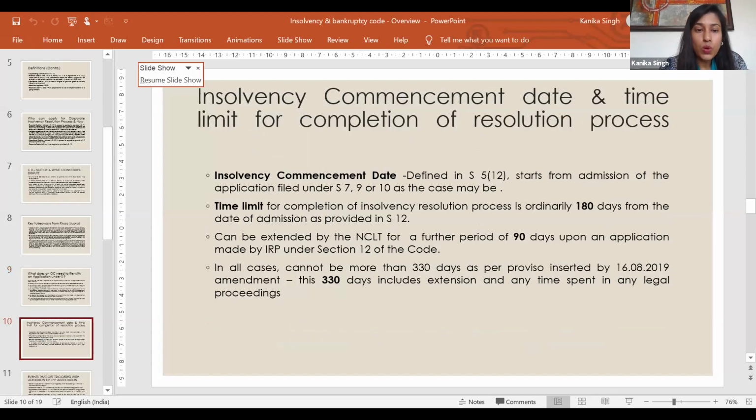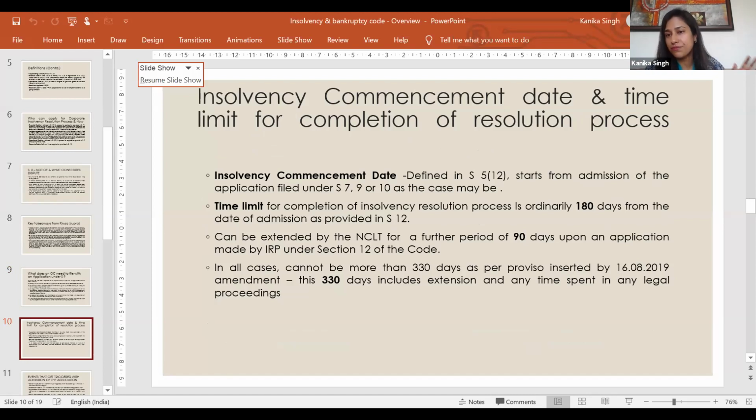Moving forward, once you have filed an application, and this application can either have been filed by the financial creditor, the operational creditor, or by the corporate debtor himself under Sections 7, 9, or 10, we have something called the insolvency commencement date. The insolvency commencement date is the date on which your application is admitted by the NCLT.